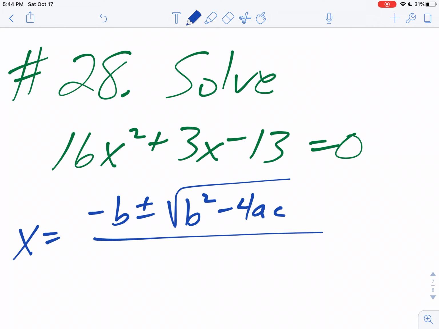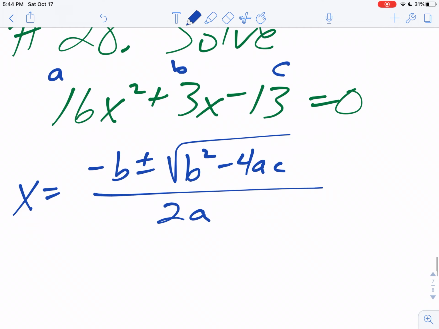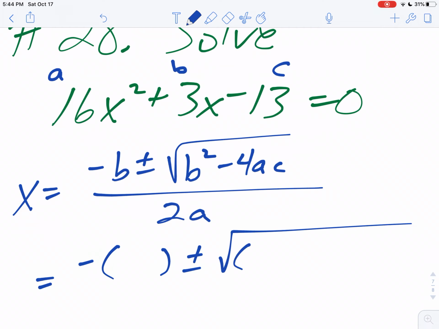Negative b plus or minus the square root of b squared minus 4ac all over 2a. Now, this is your a, the coefficient in front of x squared. This is your b, which in this case is the 3, and the c is the constant. So all you really need to do is fill stuff in to this formula.